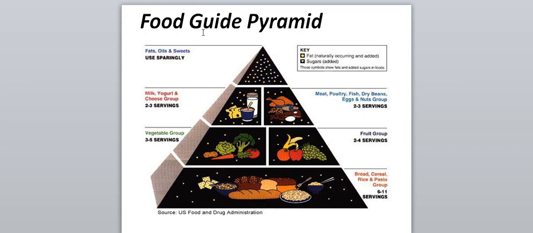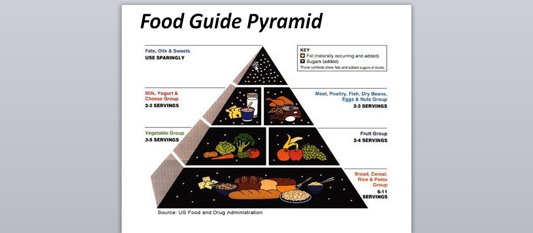This is our food guide pyramid. Our requirement, and the serving means the quantity required, the amount, how often it's required. Bread, cereals, rice, and pasta group, these are required as servings 6 to 12 times per day. And the fruit group is more efficient and should be taken more than others. And here we have the third group: meat, poultry, fish, dry beans, eggs, and nuts. These are served 2 to 3 times per day.